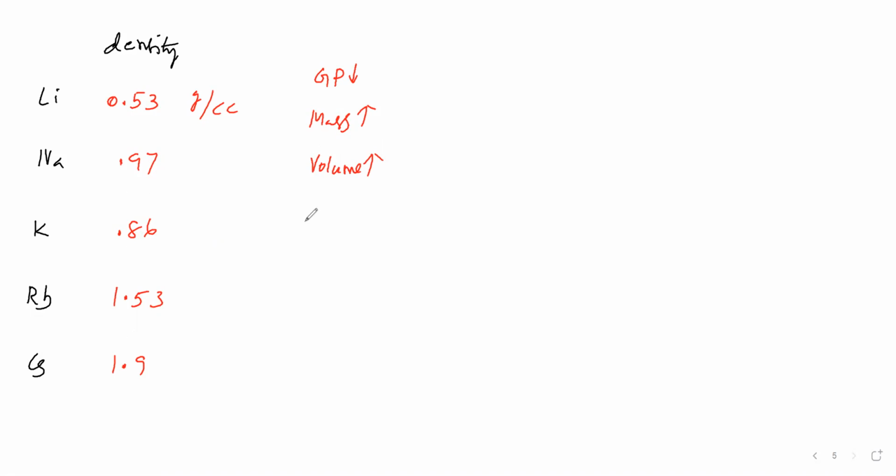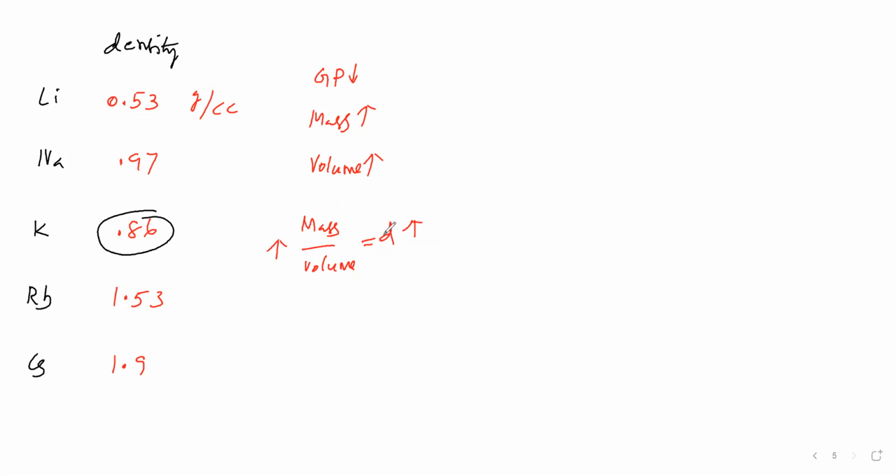Now density means mass per unit volume. That mass per unit volume, what happens? That is called density. So down the group density increases. Therefore mass per unit volume increases. Therefore mass is the dominant factor. Where is the exception? Exception is at potassium.